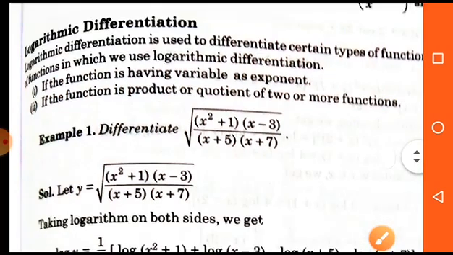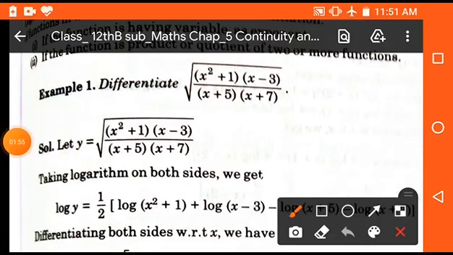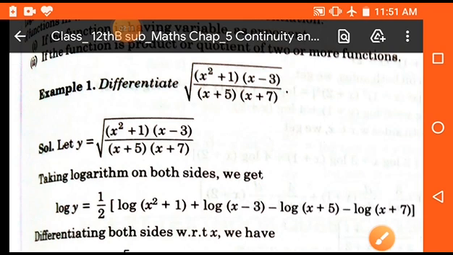So see here, take y is equal to the given function. Now, taking log both sides, you will get log y is equal to 1 upon 2 in bracket log (x square plus 1) plus log (x minus 3) minus log (x plus 5) minus log (x plus 7), by the property of log m upon n. Clear?